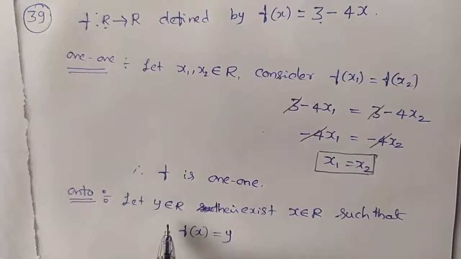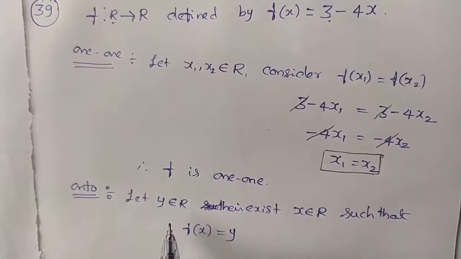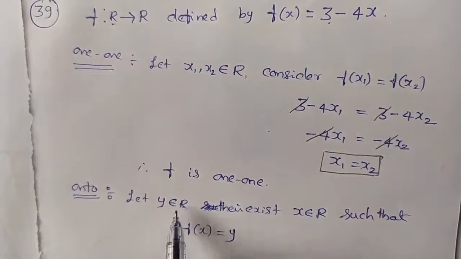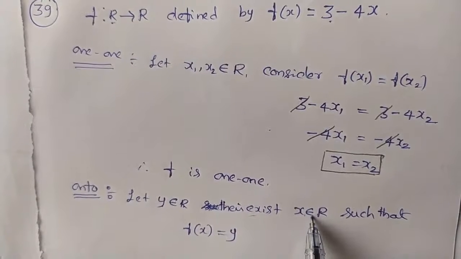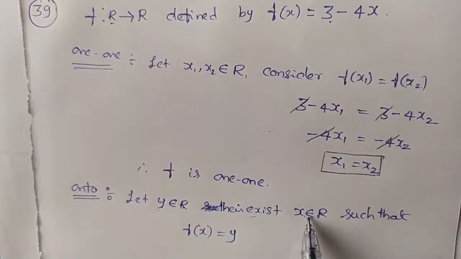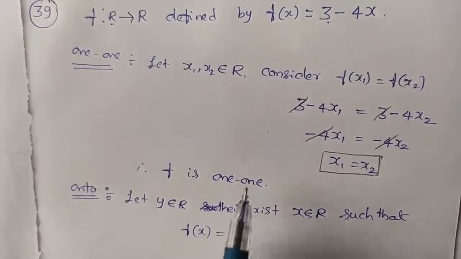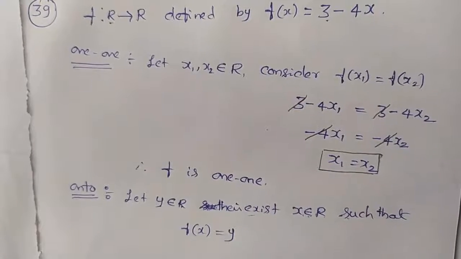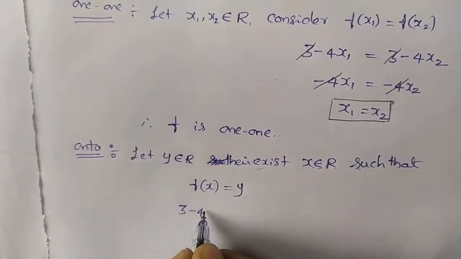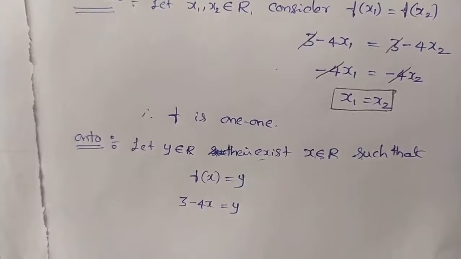We are representing it symbolically. By the definition of the onto function, let y belong to R. Y is an element of codomain. There exists x, an element of the domain, such that f of x equals y. So f of x is what? The given function 3 minus 4x. F of x is 3 minus 4x equals y. From this we will find x.